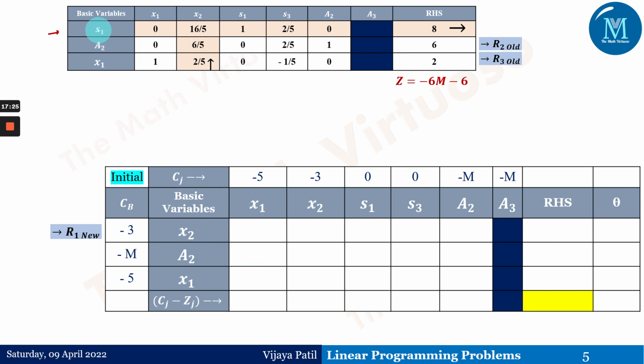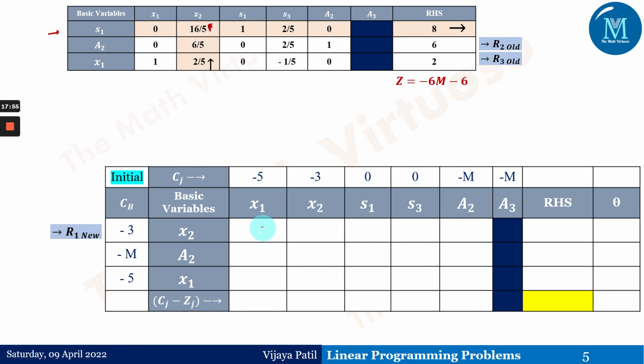Now what was the scenario? This is x2 getting into the basis in place of s1. So the place of s1, that is the first, is replaced by x2, whose coefficient is minus 3. The rest of the numbers, a2 and x1, will remain the same as they are. Now again this 16 by 5 is the pivot, so we have to multiply throughout by 5 by 16, or divide throughout the first row by 16 by 5.